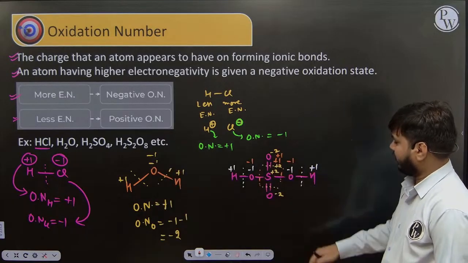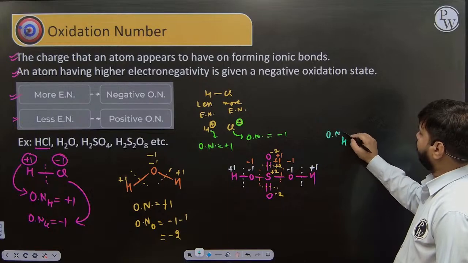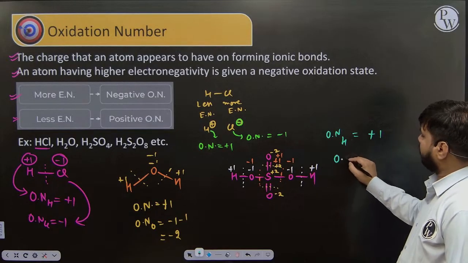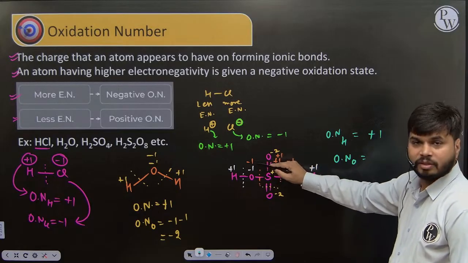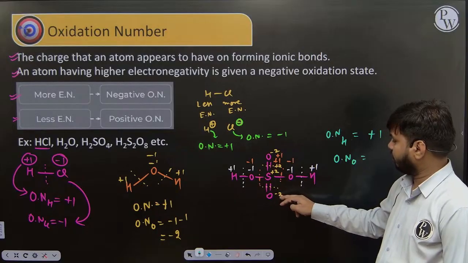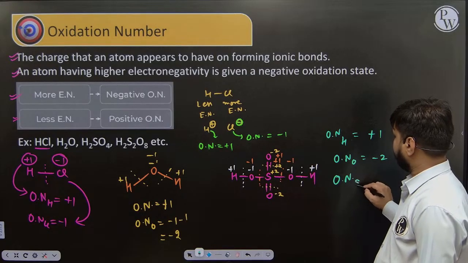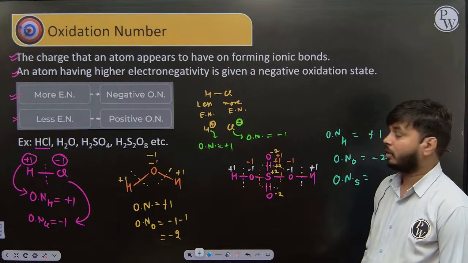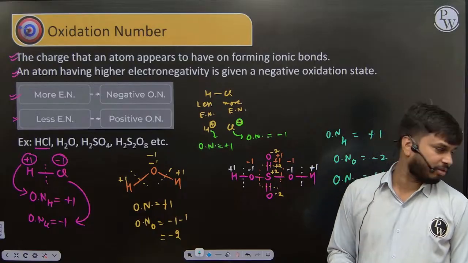Now let's conclude all these things. The oxidation number of hydrogen is plus 1 everywhere. The oxidation number of oxygen: here minus 2, here minus 1 and minus 1, and so on. So each oxygen has a minus 2 oxidation state. Now the oxidation number of sulfur: see how much it is, plus 1, plus 1, plus 2, plus 2, plus 6. So the oxidation state of sulfur is plus 6.